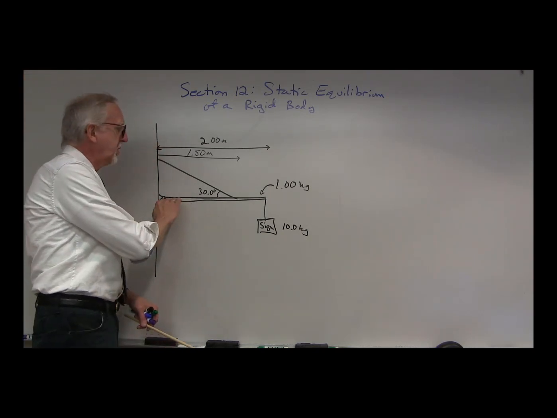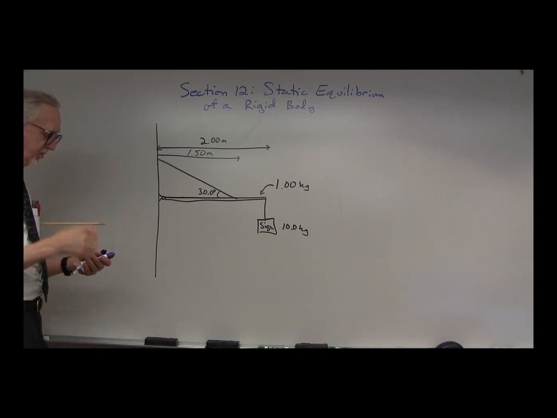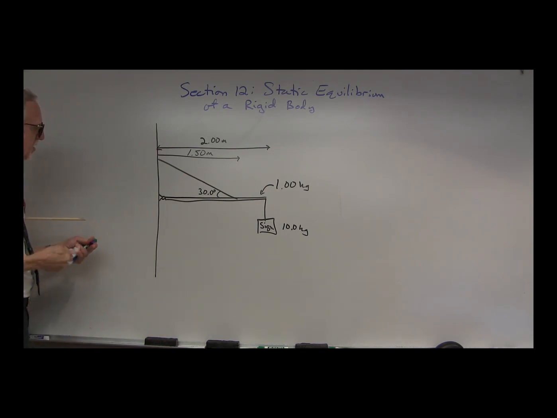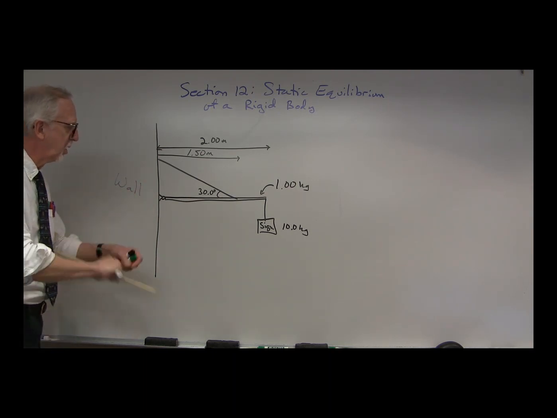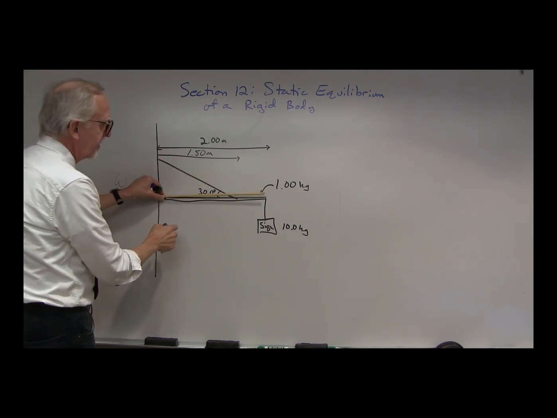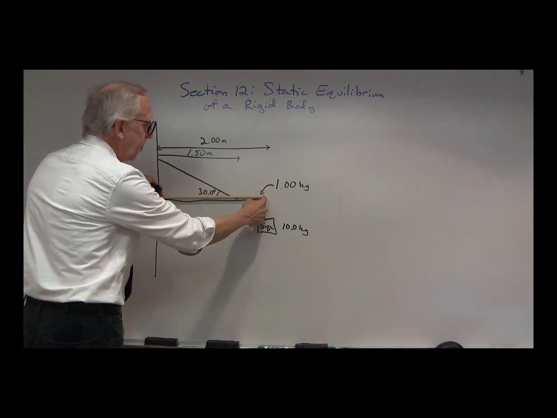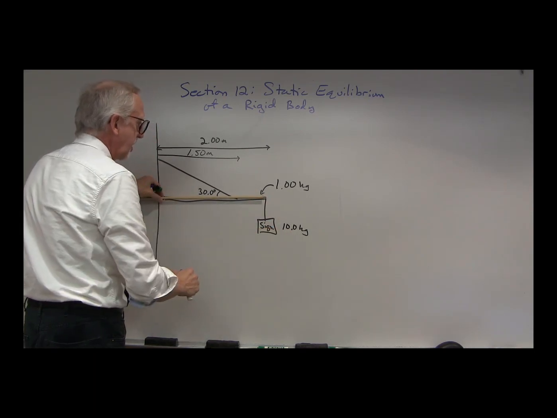So let's imagine we've got a pole here that's supported on the side of a building. So there's a building over here. This is a wall. And this pole is supported here at a hinge on the building. And at the end of the pole, there is a sign hanging down here with a mass of 10 kilograms.